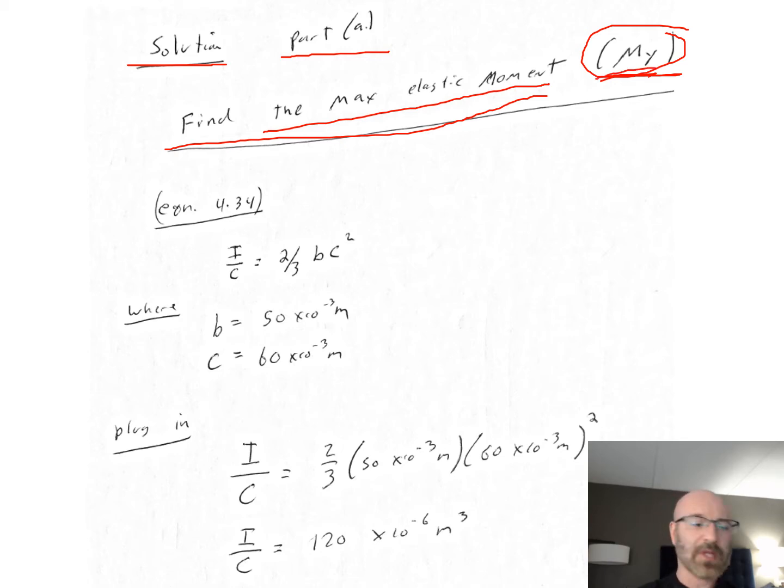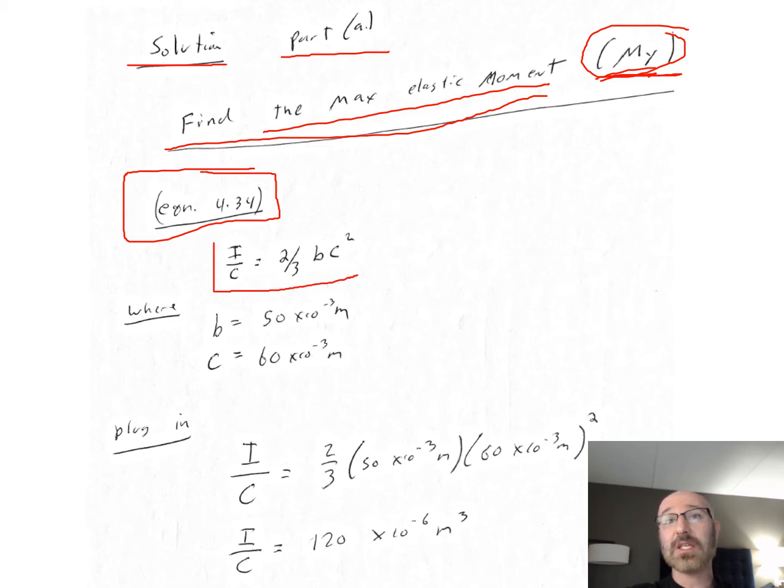Now we ask ourselves, based upon what we're given and what we're looking for, what is a good governing equation? We can go back into our textbook and take a look at equation 4.34. Now 4.34 gives us that I over C is equal to 2/3 BC squared. A lot of times we want to leave this as an I over C, and we'll see why in a minute. So we'll solve for that I over C, where B is given to us in our problem statement, converted to meters, 50 times 10 to the negative third meters, and C is 60 times 10 to the negative third meters. This is why I've already converted to meters in my setup page.